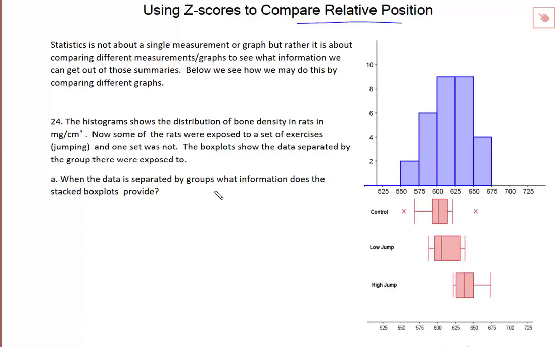With data separated by groups, what information does the stacked box plot provide? Well, here's all the data together. But now, when we look at the box plots separated by control, low jump, and high jump, you can start seeing detail. I can now see how different groups vary and how much overlap there is.